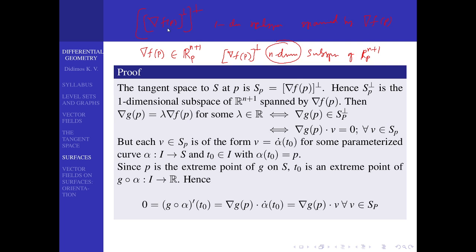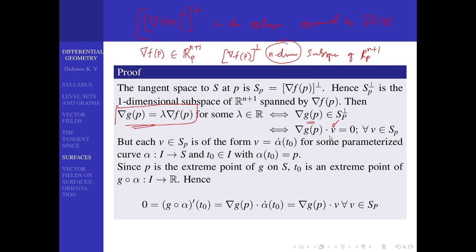That means any vector in this collection is always a scalar multiple of this del Fp. That is the idea here. Then del Gp can be written as lambda times del F of P for some lambda belongs to R. If this happens, you can say that this del Gp belongs to Sp perpendicular. That is if and only if del Gp dot V, that means it's an element of this, dot product is 0.